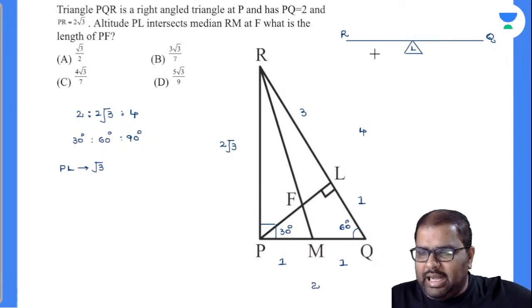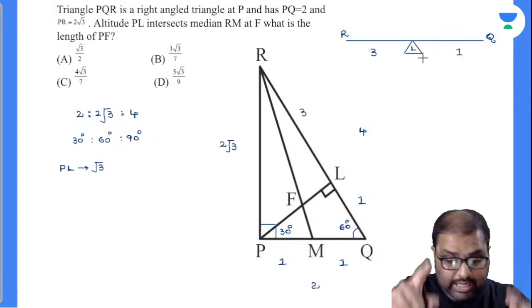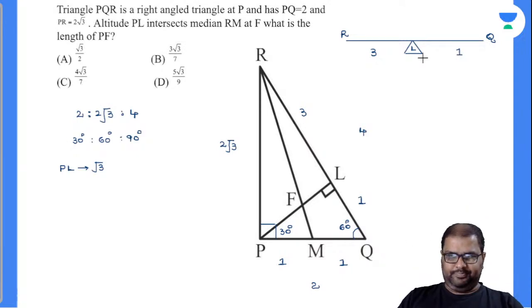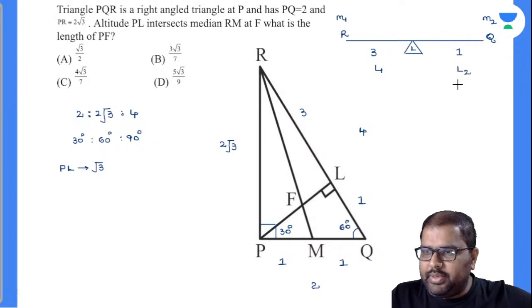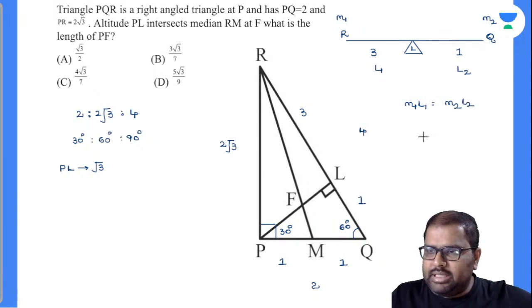Okay. What is RL length? RL length is given as 3. LQ length is given as 1. So how much weight should I keep on R and Q with respect to each other? By mass point geometry, everybody knows. So I'll take it down like this. This is M1. This is M2. This is L1. This is L2. Now please let me know, M1 into L1 is equal to M2 into L2. By this, what can I write down? M1 by M2 is equal to L2 by L1.